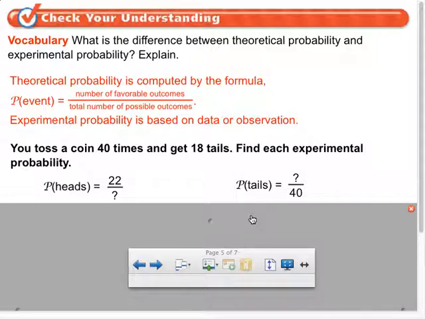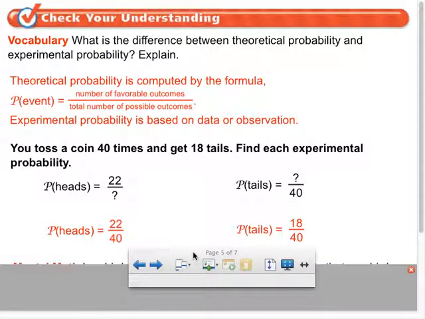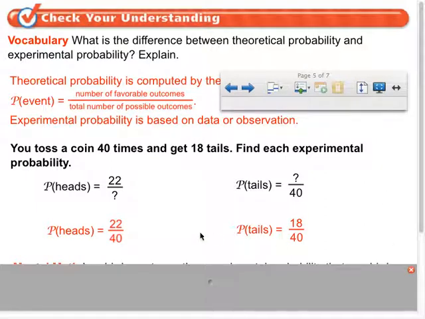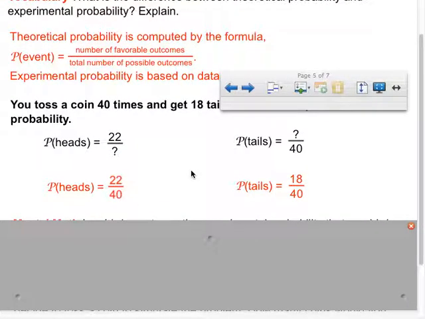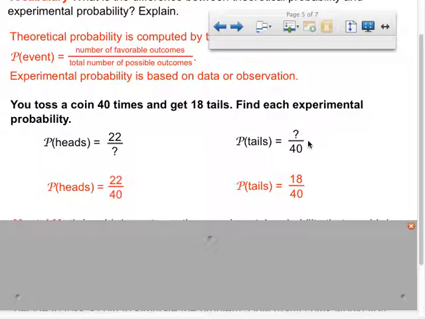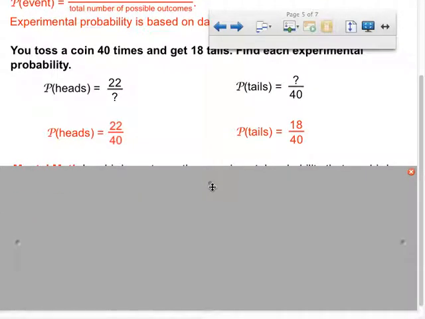What's this going to be over here? 18 is the number of outcomes where we had tails. Obviously, we would simplify these. Okay, but moving on. Bottom number is the number of trials. We've tossed the coin 40 times, so 40 was the number of trials. If it landed 18 times tails up, then that means 22 times it'd be heads up. Sorry, I think I messed up.